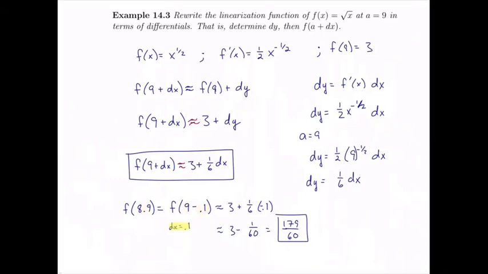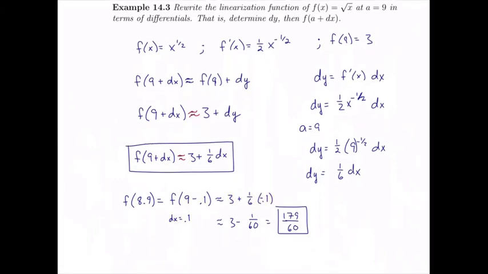We know that dx is 0.1. That's the whole point of that. To find dx, you do the a value minus the value that you're interested in approximating at. So this is 9 minus 0.1, and that allows us to write the argument as the right-hand side of the differential here of this equation or approximation. So we have 3 plus 1/6 times negative 0.1. When we work all of that out, we end up with 179 over 60.